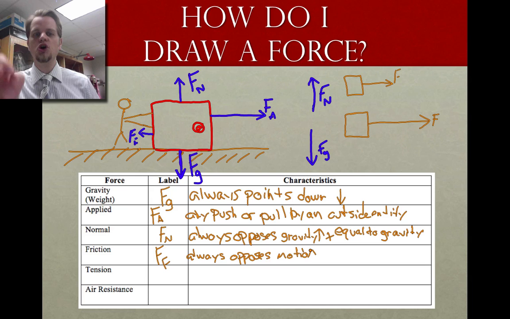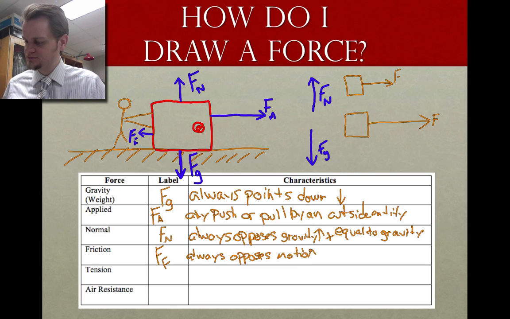It always slows stuff down. Friction will never speed anything up. It just doesn't happen. So, force of friction is always opposite of motion. Okay? Now, there might be some other things here, and actually, that's it for this picture.